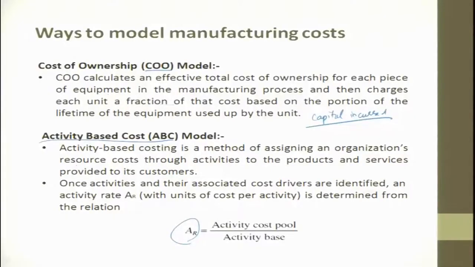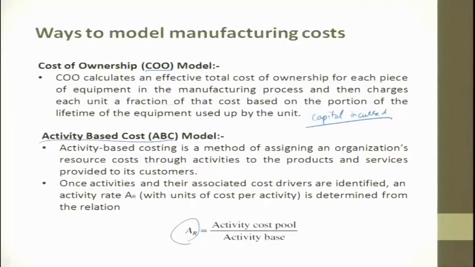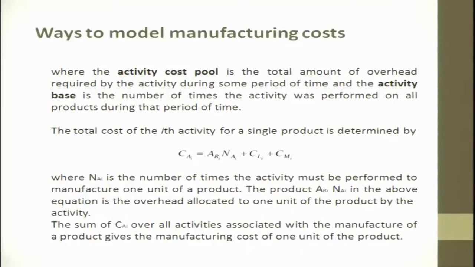Once the activity and the associated cost drivers are identified, an activity rate is determined for the relationship, where the activity cost pool, what is the activity cost pool? Activity cost pool is this. So I can say it as ACP. The activity cost pool is the total amount of overheads required by activities during some period of time, and the activity base is the number of times the activity was performed on the product during the period of time.